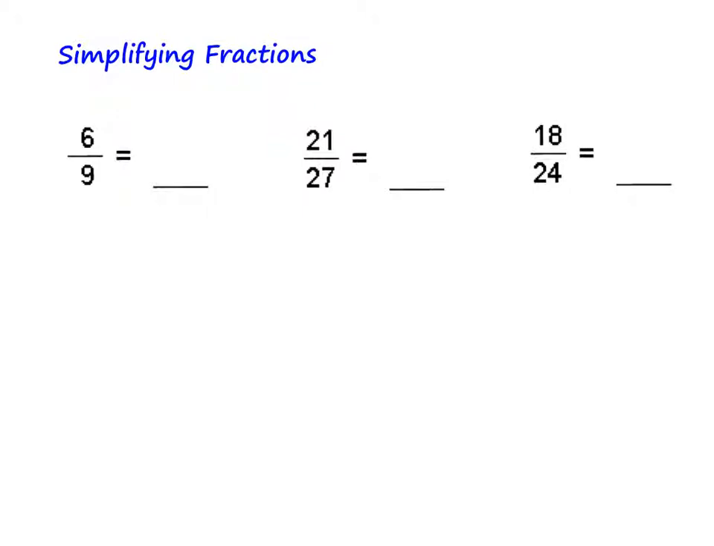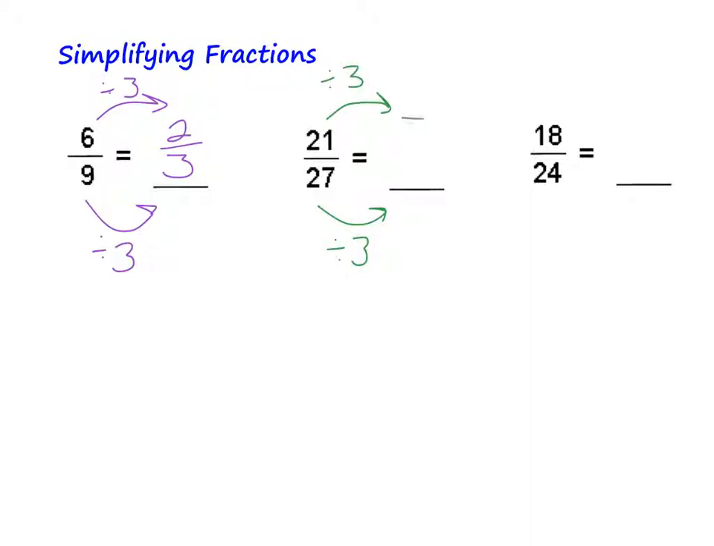So if we look at 6 and 9, I know a common factor that they both have would be 3, so I could divide by 3 on the top and the bottom, and I get 2/3 because 6 divided by 3 is 2 and 9 divided by 3 is 3. On 21/27, I know they're both divisible by 3. 21 divided by 3 is 7, and 27 divided by 3 is 9.